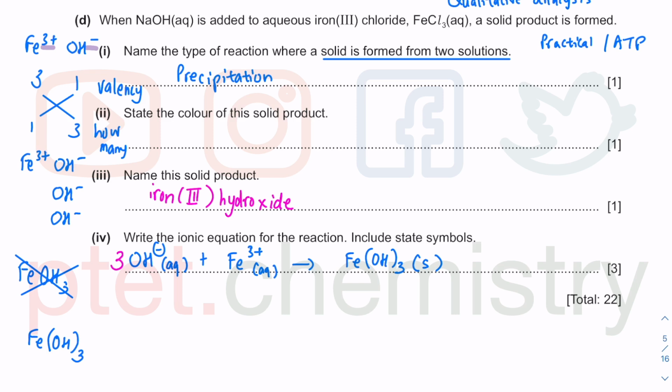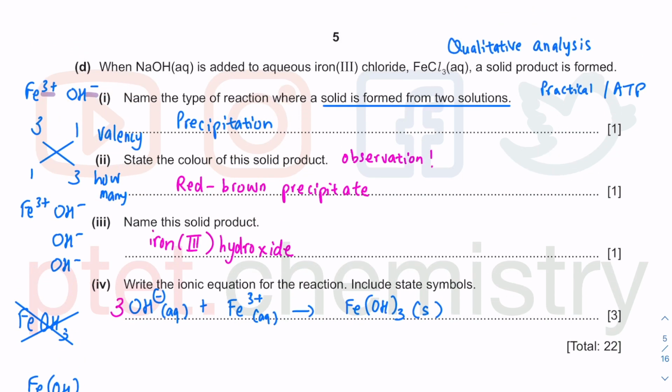State the color. This is your observation part of the practical. Iron(III) hydroxide is going to be a red-brown precipitate. And when you add in excess, it is insoluble in excess sodium hydroxide aqueous. If you do this with aqueous ammonia, it's going to give you the same result, red-brown precipitate, insoluble in excess aqueous ammonia as well. That's it overall for this 22 marks question there.